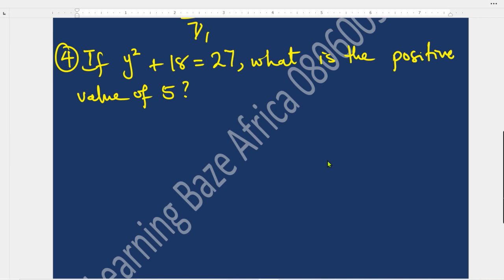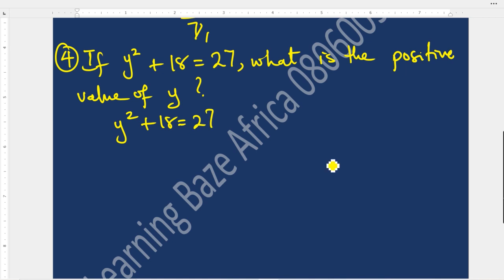All right, so the next one: if y squared plus 18 is equal to 27, what is the positive value of y? So we have y squared plus 18 equals 27.